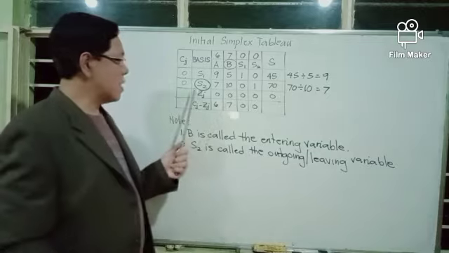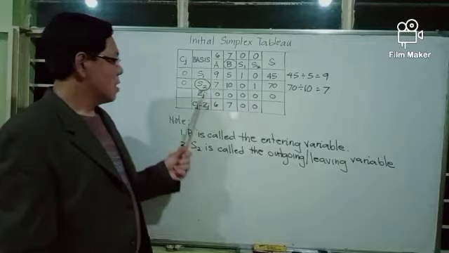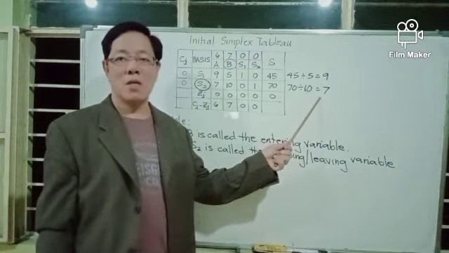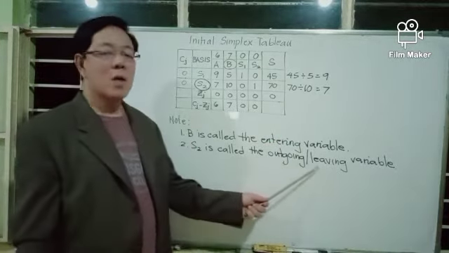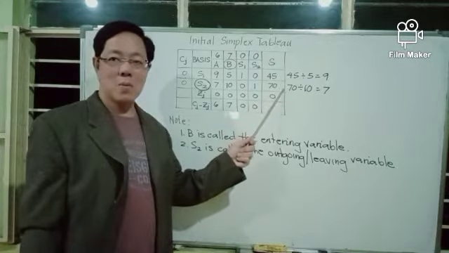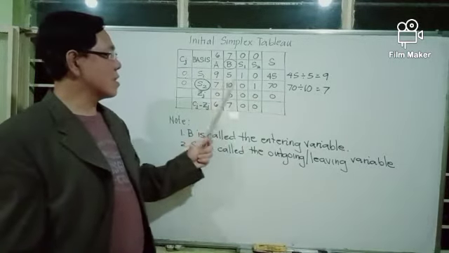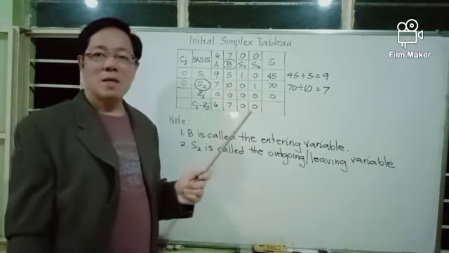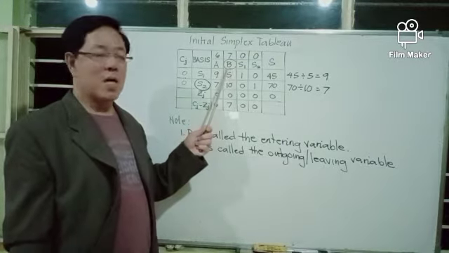The slack variable S2 is called the outgoing variable or leaving variable. It is the variable with the smallest positive quotient in each row. Again, to determine the outgoing or leaving variable, divide the entries of the last column, or the solution column, by the corresponding entries of the entering variable. In this example, the decision variable B.